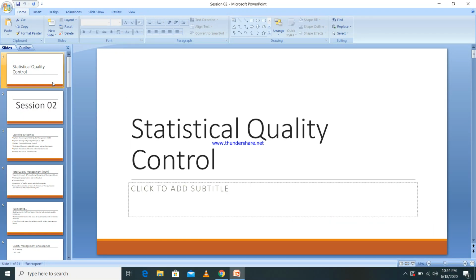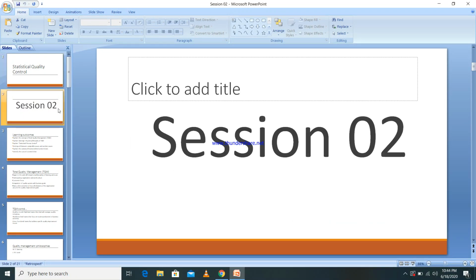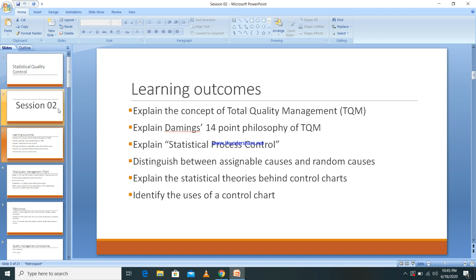I hope you have had a look at our first session. Today I'm going to conduct session 2 of Statistical Quality Control, and today we are going to talk about the concept of total quality management and some philosophies of total quality management. We are going to explain statistical process control further, and we are going to discuss assignable causes and random causes and the difference between them.